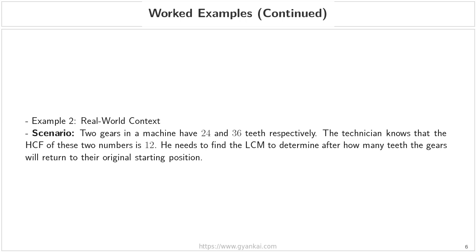Imagine a technician working on a machine with two interlocking gears. One gear has 24 teeth, and the other has 36 teeth. The technician already knows that the highest common factor of these two numbers is 12. His goal is to find the least common multiple, because the LCM will tell him exactly after how many teeth have passed that both gears will return to their original starting positions.